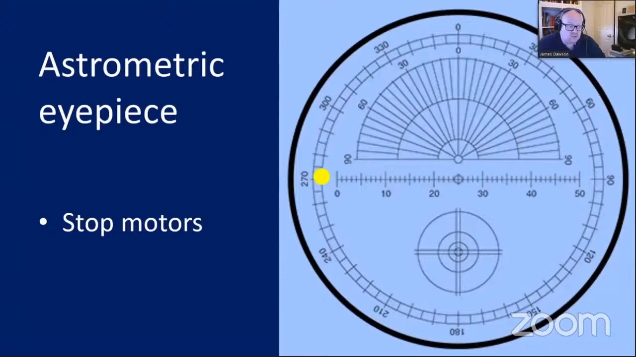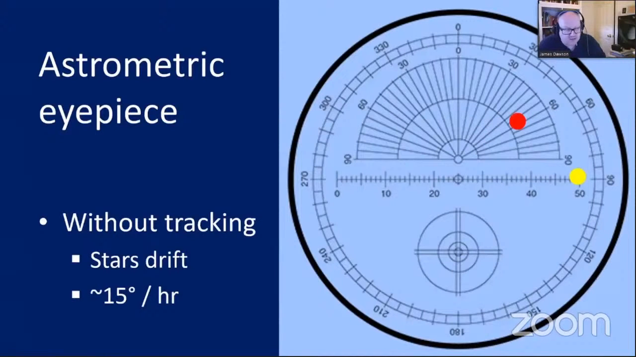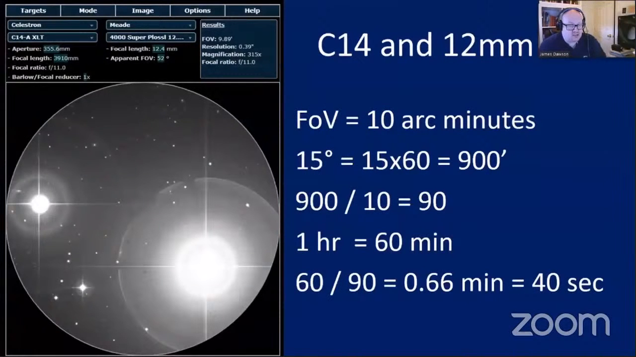So what we need to do is, again, to stop the motors and allow these stars to drift over the field of view, and we need to time that. And then that will give us an idea of what this scale of 0 to 50 represents. Now, we know stars drift at a rate of about 15 degrees an hour. So if you're mathematically minded, you can do some calculations and work that out.